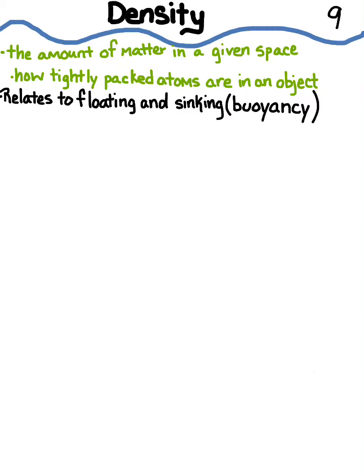And we'll draw some pictures in a minute to see what that looks like. If something floats, that means it is less dense or it has a low density. Once again, we're going to draw some pictures in just a second. Yes, you have to draw the pictures.